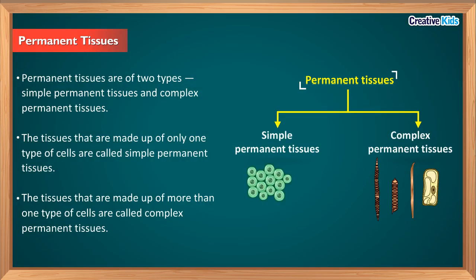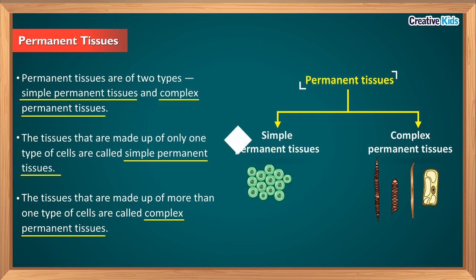Permanent tissues are of two types: simple permanent tissues and complex permanent tissues. The tissues that are made of only one type of cells are called simple permanent tissues, and the tissues that are made up of more than one type of cells are called complex permanent tissues. Let us see again. Permanent tissues are of two types, simple and complex. Simple tissues are made up of only one type of cells, and complex tissues are made up of more than one type of cells. Right, you might have understood all this.